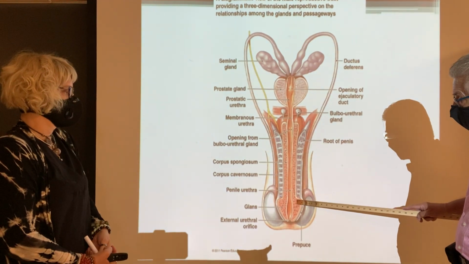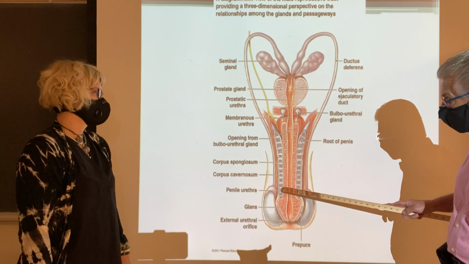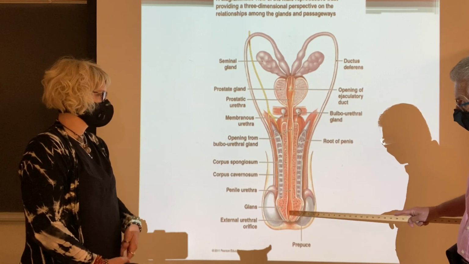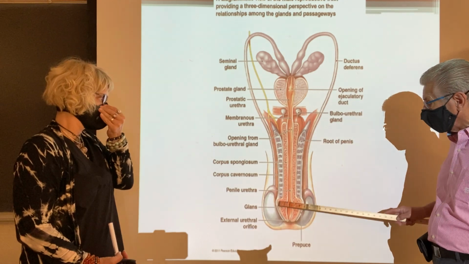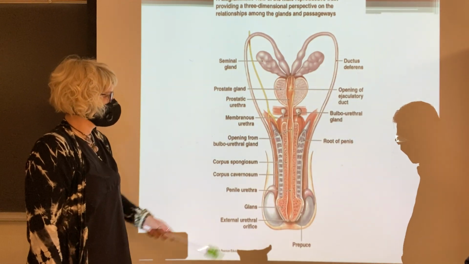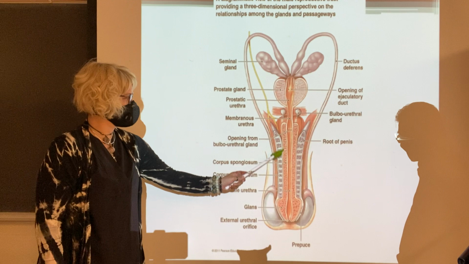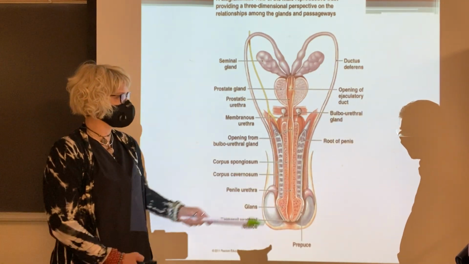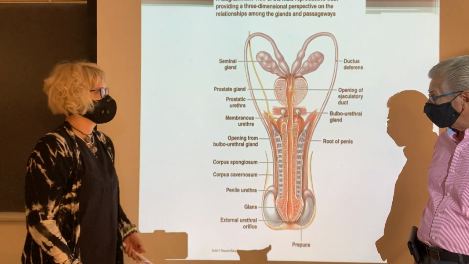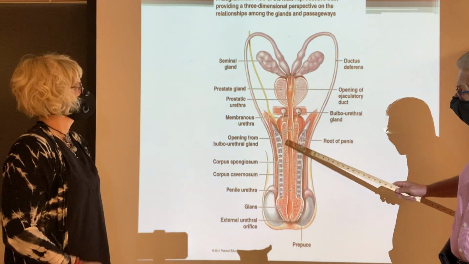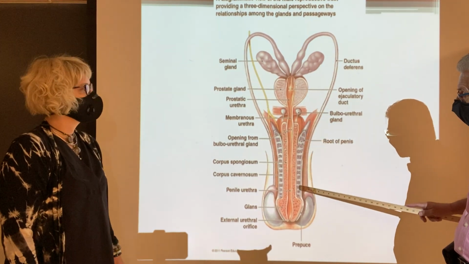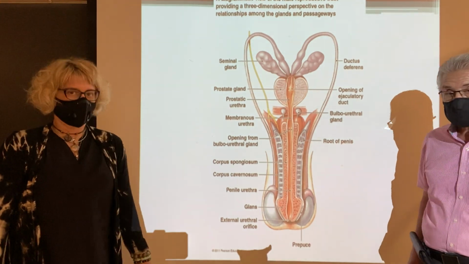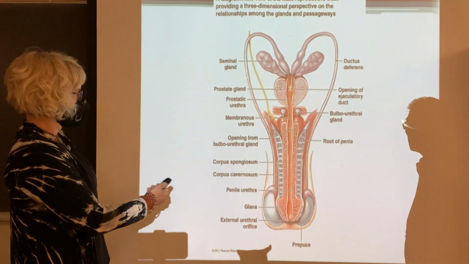Okay, the glans penis. And so in this case, at the most inferior aspect, we have the external urethral orifice. This portion, the corpus spongiosum, allows for expansion. The corpus cavernosum allows for erection. Okay, next slide.